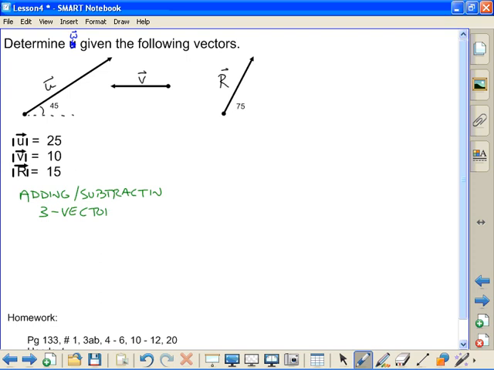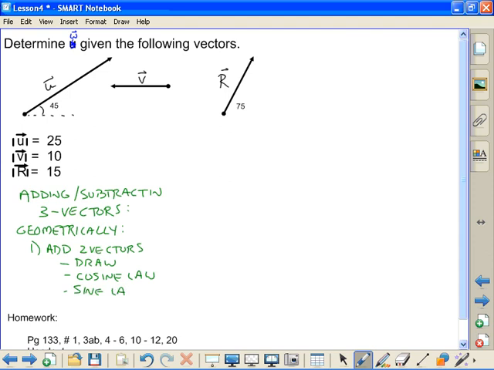The triangle or parallelogram method only works for two vectors. Okay, so geometrically, you would have to add two vectors. So first step, add two vectors, which would mean you'd have to draw, cosine law and then sine law. And that gives you resultant 1.